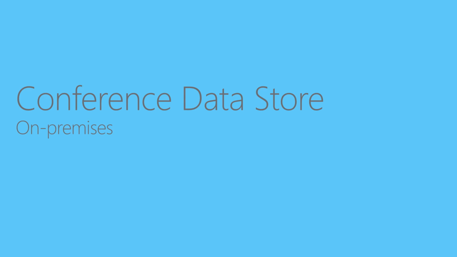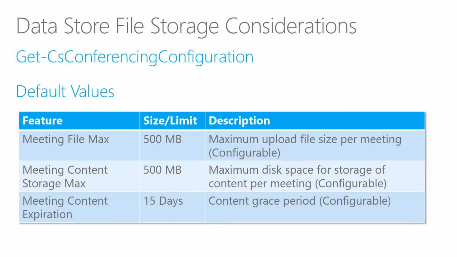Conference data store on premises. If you're responsible for managing an on-premises Skype for Business infrastructure, it's important to understand, at least at some level, the role of the conference data store. The conference data store leverages the file share associated with your front-end server pool in Topology Builder and is used to store two different types of data. It stores actual content, for example, uploaded files, and it also stores content metadata.